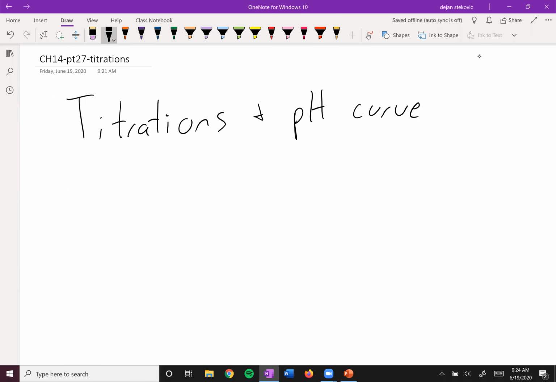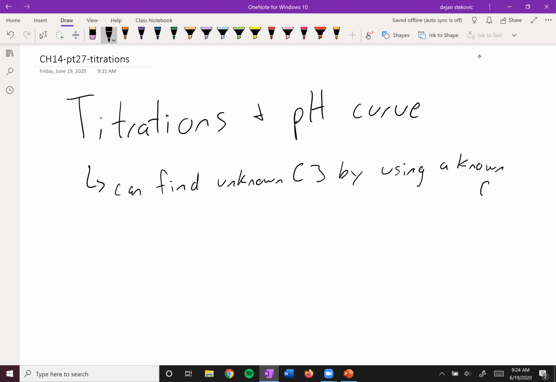All right, next up is our topic of titration. So you've probably done titrations. The point of a titration is to find an unknown concentration by using a known concentration. So you probably did a titration back in Chem 101. We'll do one in this course as well.